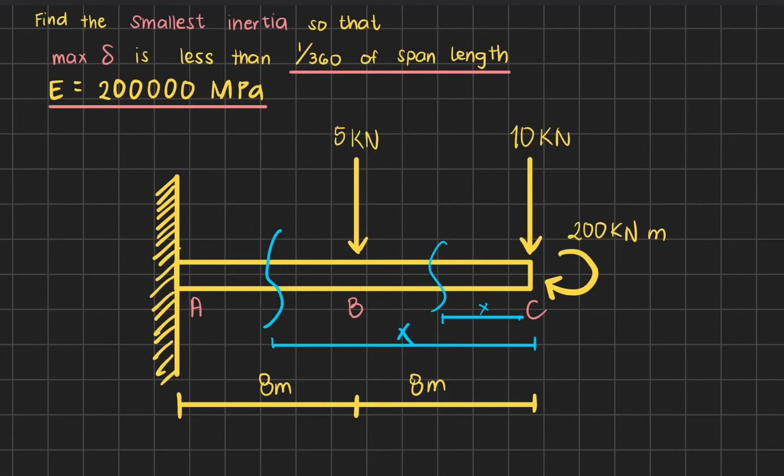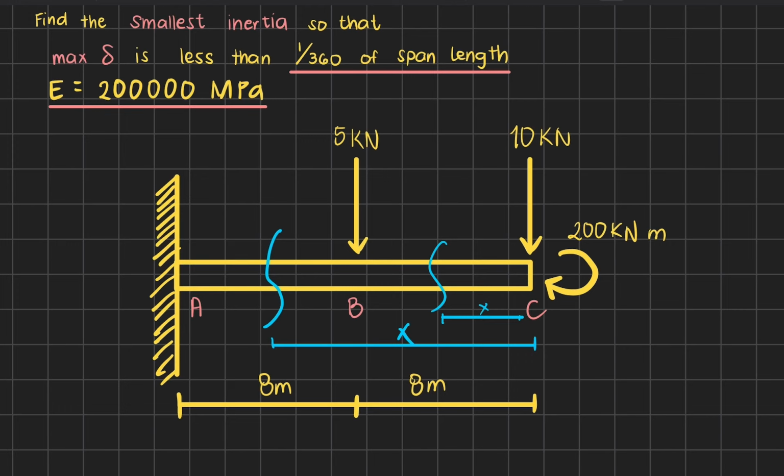Okay, for this problem, we are given a cantilever beam with 2 point loads at point P and C, and meron din tayong moment at point C. Ang hinahanap natin dito is the smallest inertia, wherein our maximum deflection is less than 1 over 360 of our span length. Ano nga ba yung meaning ng 1 over 360 of span length?